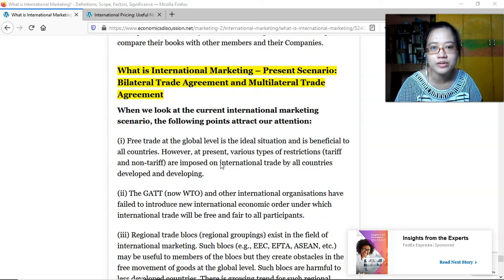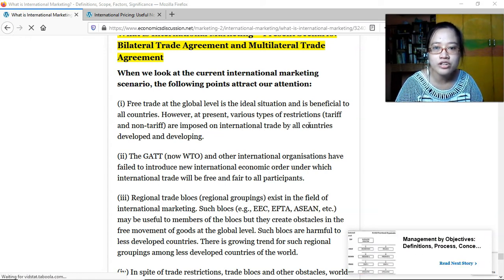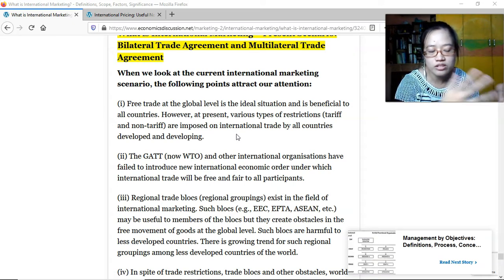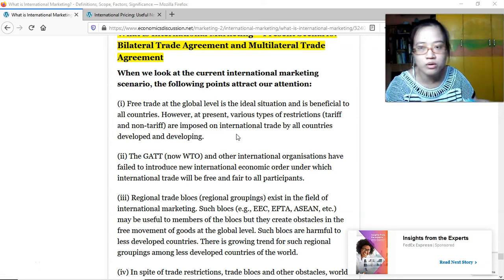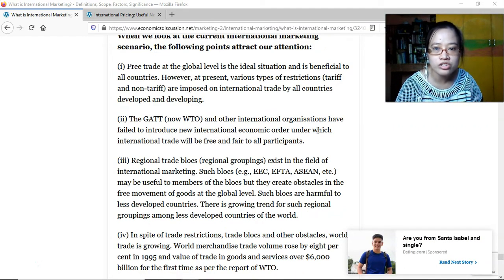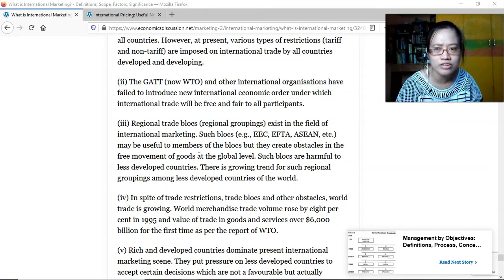Okay, present scenario. Oh, I thought we're done already. Bilateral trade agreement and multilateral trade agreement. So free trade at the global level is the ideal situation, beneficial to all countries. However, various types of restrictions are imposed on international trade by all countries, developed and developing. Because, let's face it, countries would have to protect their local producers and support their local manufacturers, more local sellers as well. The GATT, now World Trade Organization, and other international organizations have failed to introduce a new international economic order under which international trade will be free and fair to all participants, because it's really difficult to do.